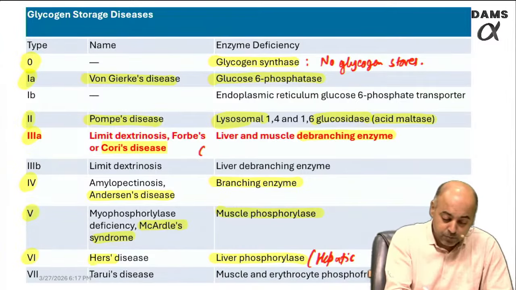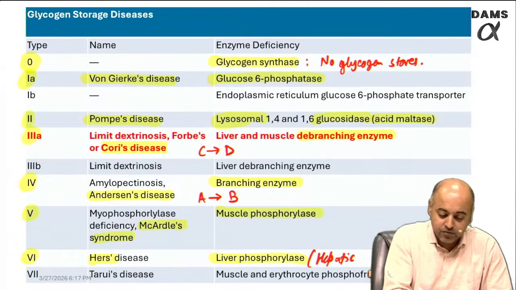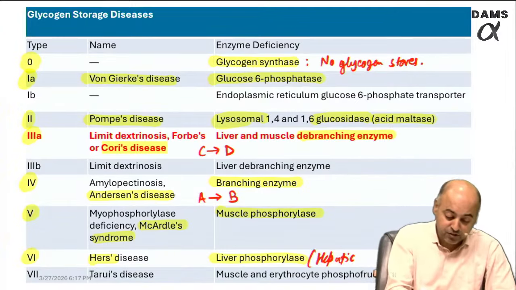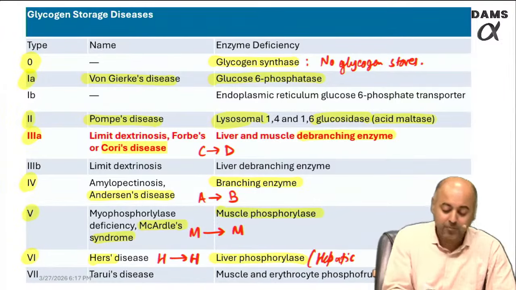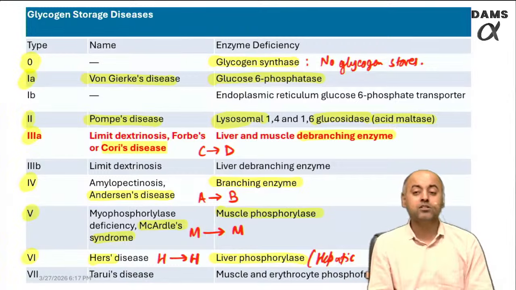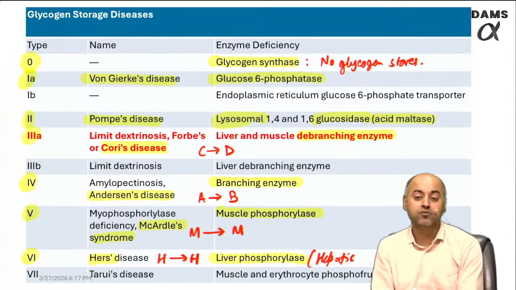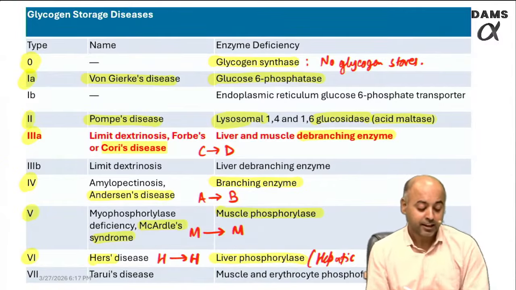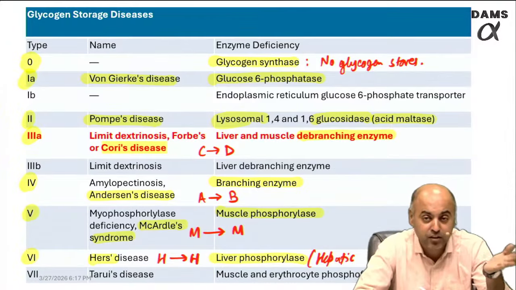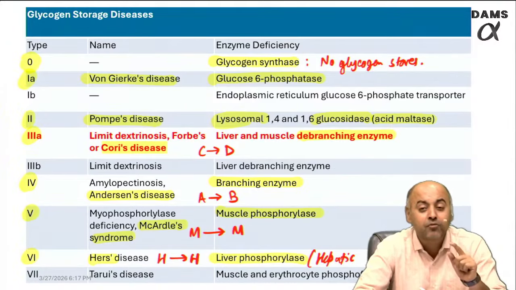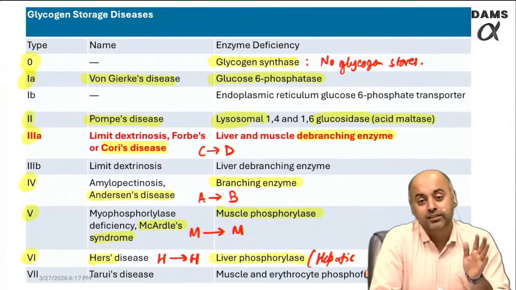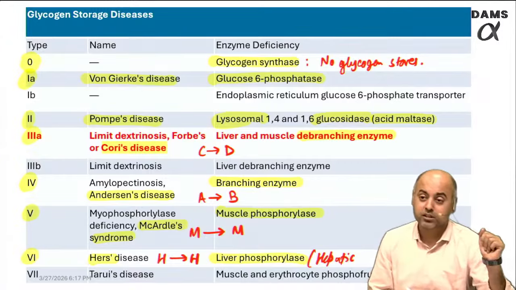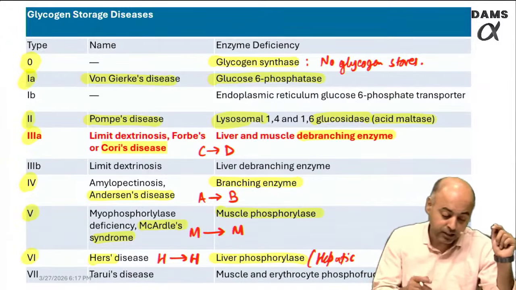You can use a simple mnemonic, C followed by D. In Cori's, the debranching enzyme is deficient. In Andersen's, the branching enzyme is deficient. In McArdle's, the myophosphorylase is deficient. In Hers', the hepatic phosphorylase is deficient. So you can use this mnemonic to remember the enzymes for type 3, 4, 5 and 6. In type 3, that is C, Cori's, the debranching enzyme is deficient. In type 4, Andersen's, the branching enzyme is deficient, A followed by B. In McArdle's, M followed by M for myophosphorylase, and in Hers', H followed by H, that is for the hepatic phosphorylase. So first, the enzymes in the different clinical scenarios.